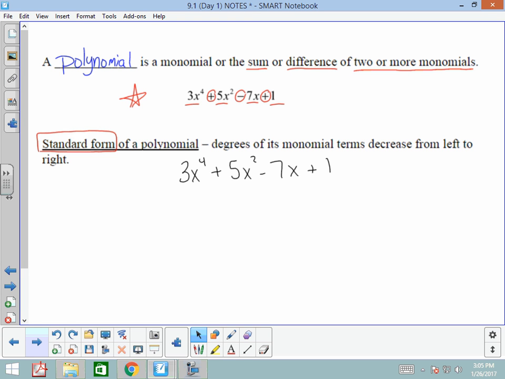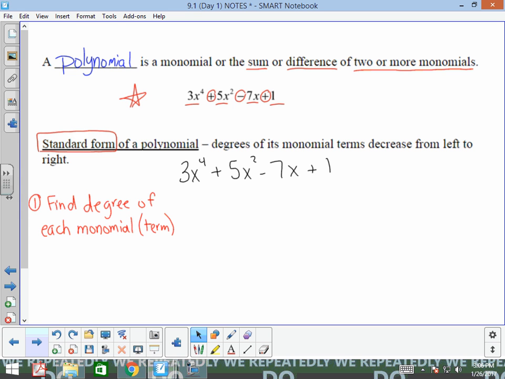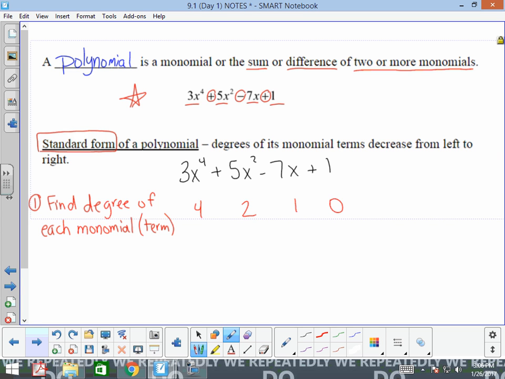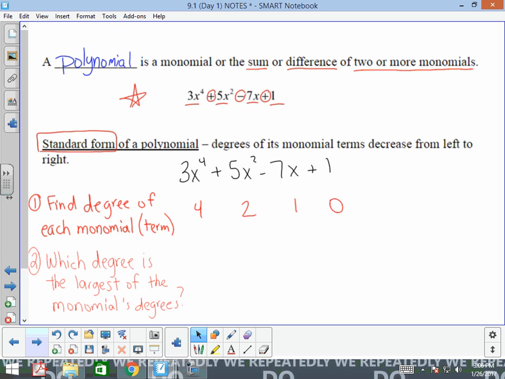Now we're going to look at how to find the degree of a polynomial. So to find the degree of a polynomial, you first find the degree of each monomial term. So we have the degree is 4. Here the degree is 2. Here the degree is 1. Here the degree is 0. So remember, they are in order from least to greatest of the degrees. And now to find the degree of the polynomial, we ask ourselves which degree is the largest of the monomials' degrees. So that degree would be 4.